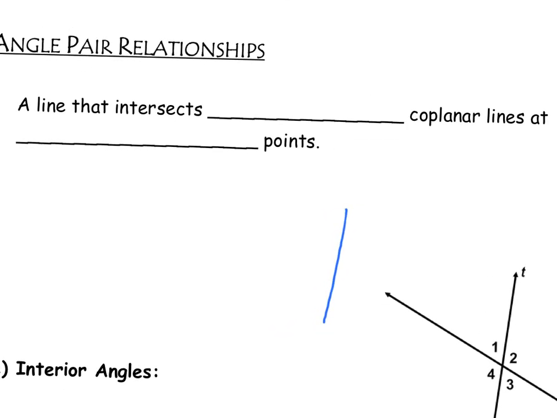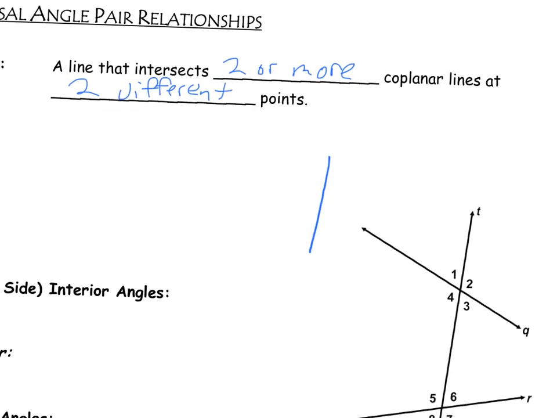Okay, two or more coplanar lines at two different points. What we're talking about there is just a transversal is the blue line intersecting two other lines at 2 points. So we're just talking about two lines that are intersected by another line.